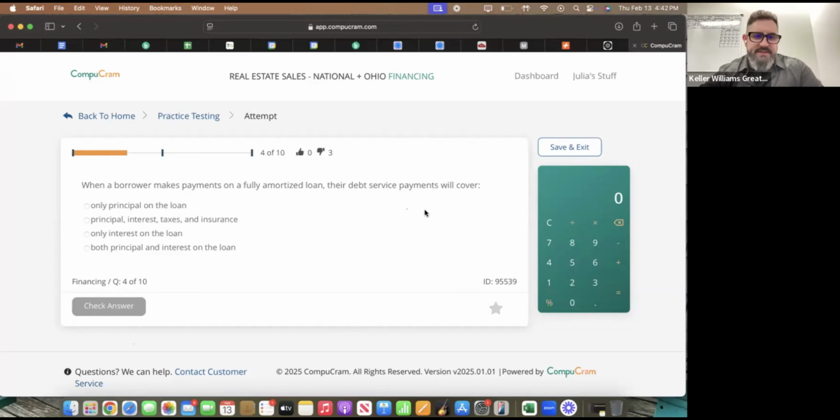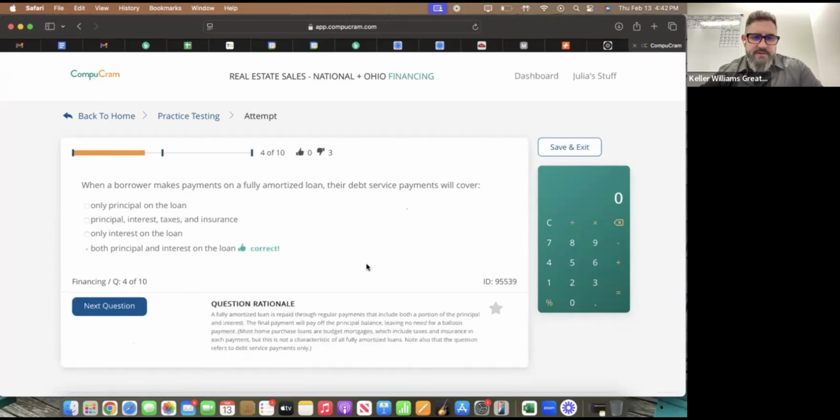All right, we got 2 D's and a C. Let's go with D on this one. D is correct, both principal and interest. A fully amortized loan is repaid through regular payments that include both a portion of the principal and interest. The final payment will pay off the principal balance, leaving no need for balloon payments.